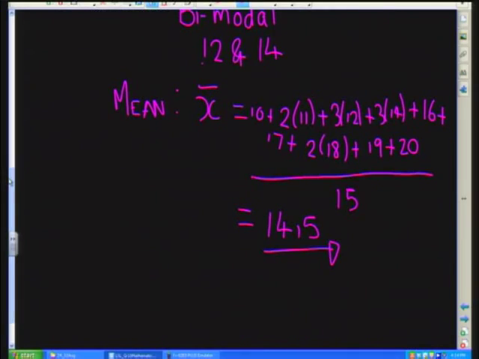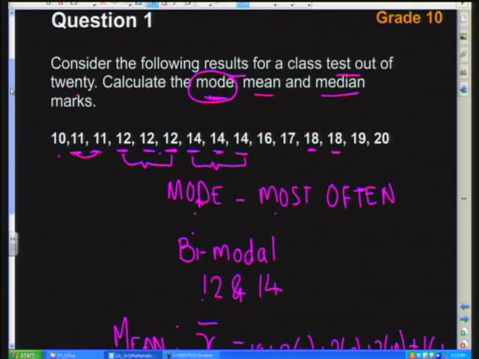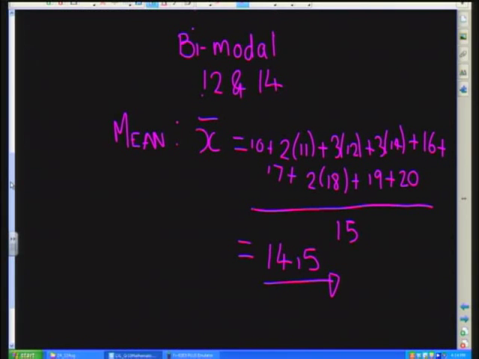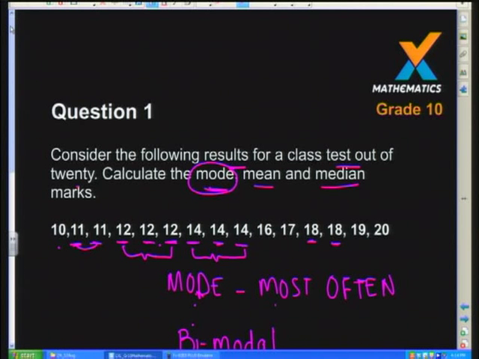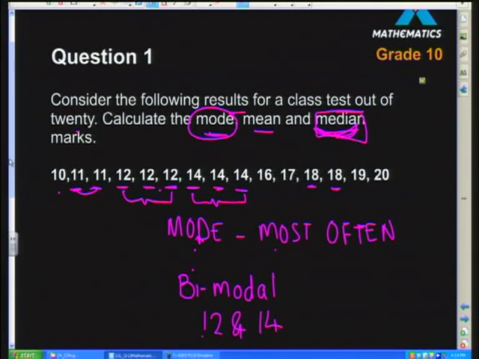Next they ask you to work out the median. Now remember, the median is the middlemost value. It divides your data into two equal halves. So what sits right in the middle? In this case, because we're dealing with 15 numbers, there will be an exact midpoint. All we do is count how many numbers to the left, how many numbers to the right.